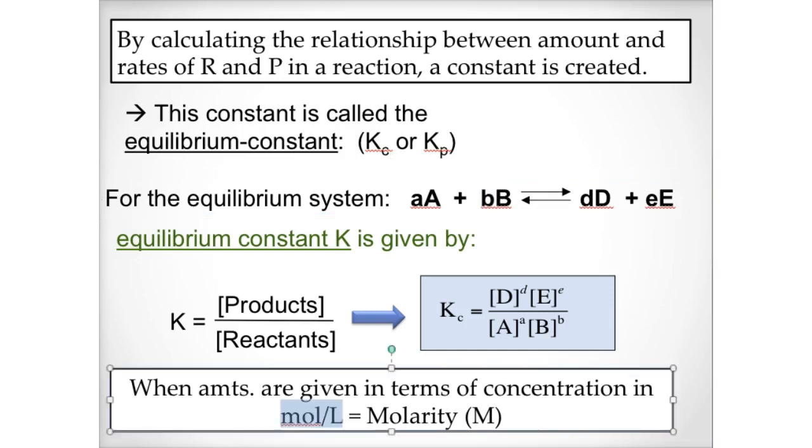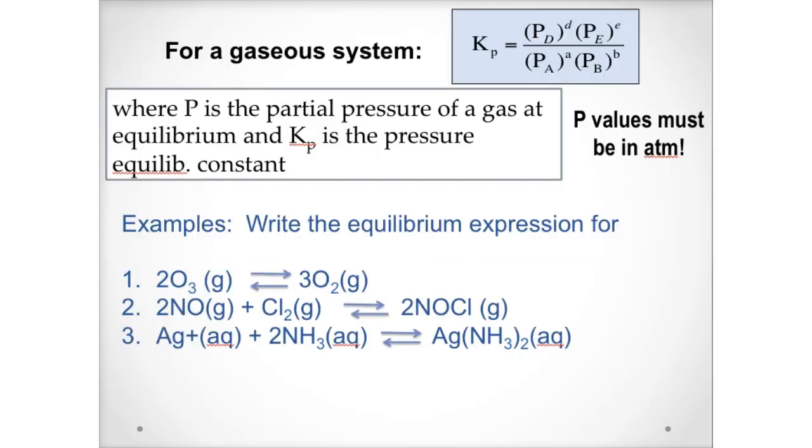So if they ever give you moles and say you have this many moles of A, this many moles of B, this many moles of D, this many moles of E, and all of these gases are found in a 2-liter chamber, like there's 2 liters in that closed system, then you need to divide those moles by that volume, because you need it in the form of molarity. Okay, so that might have been a little confusing, so of course we're going to do examples.